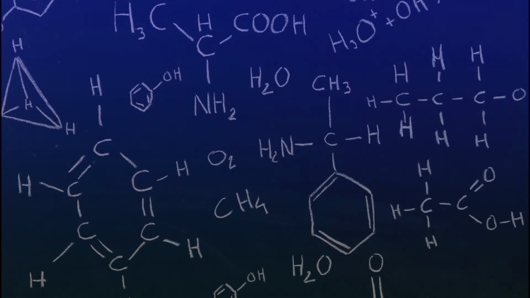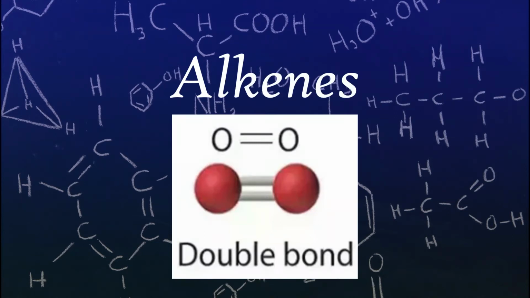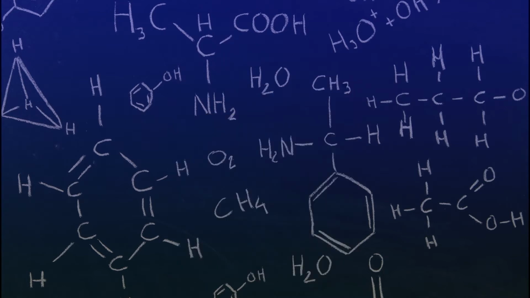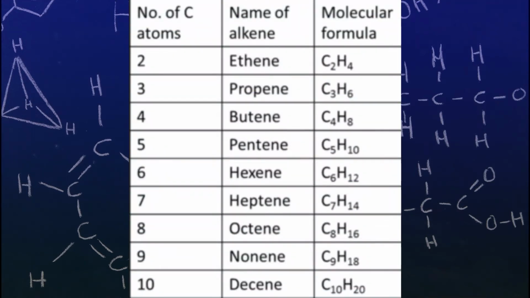Now we are going to discuss alkenes. They are hydrocarbons that contain a double covalent bond. The names of the alkenes are methene, ethene, propene, butene, pentene, hexene, heptene, octene, nonene, and decene.